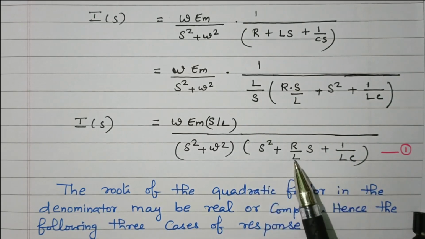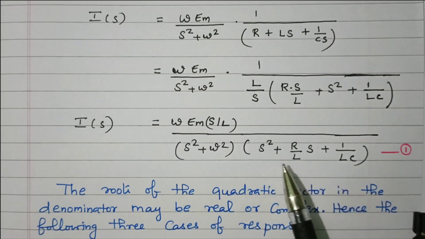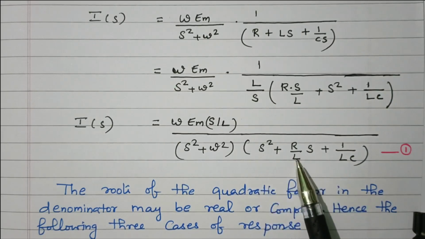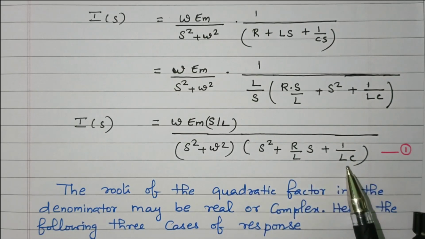It has the form ax square plus bx plus c, where x is nothing but s, a is 1, b is R by L, and c is 1 by LC. We will take this as equation number 1.